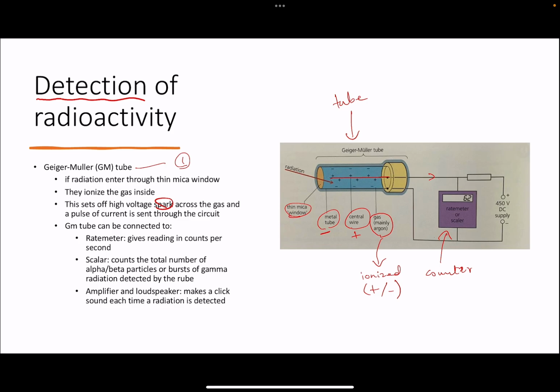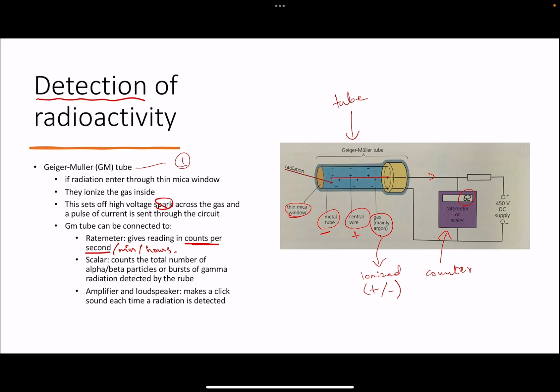Now because there's a pulse of current, the rate meter counts it as one radiation being detected, and the more pulses, the more radiations that are caught in the tube, the more the count on the rate meter increases. So if it is a rate meter, it will give you counts per second, or sometimes it can be minutes, it can be hours as well. Depends on the settings that you have on the rate meter. So the number in itself doesn't really mean anything, because it's not actually telling you the number of alpha particles in the room.